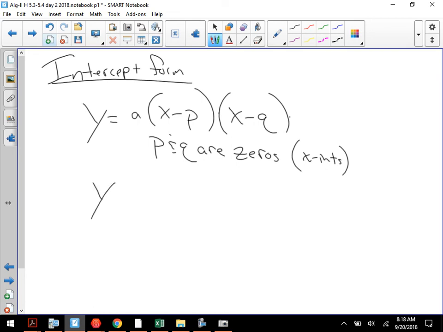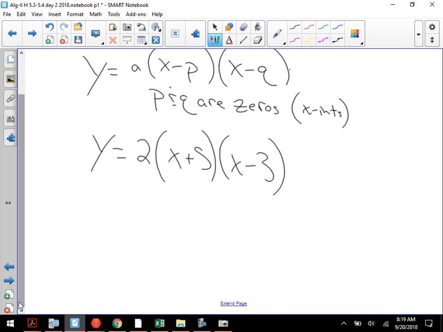let's just say y equals 2(x plus 5)(x minus 3). Add what together? Correct. Very good. So this tells me, first of all, my a value is what? So what direction is it going? It's a minimum. It's a cup. So your a value is positive, and you're going to have a minimum.